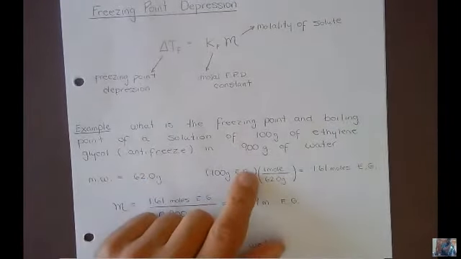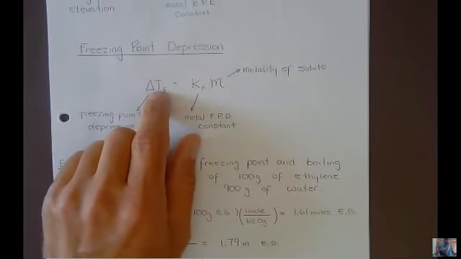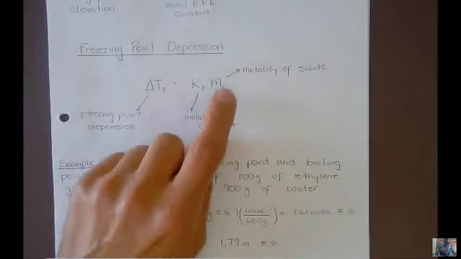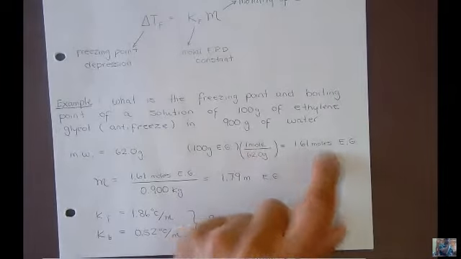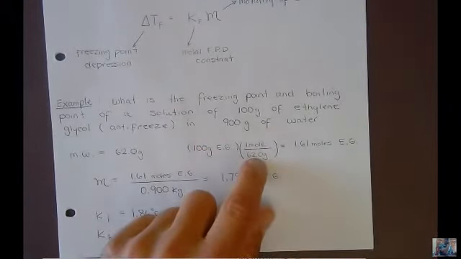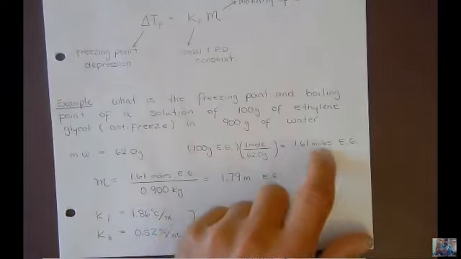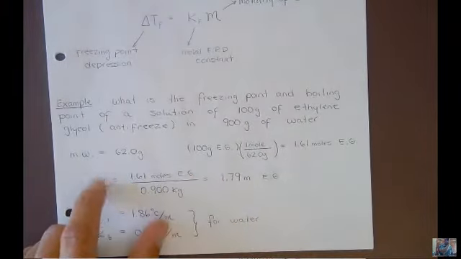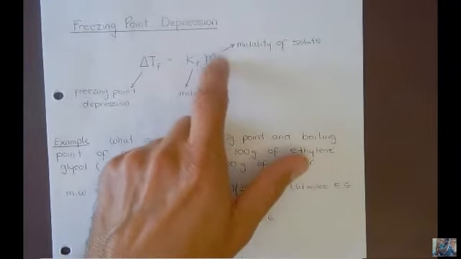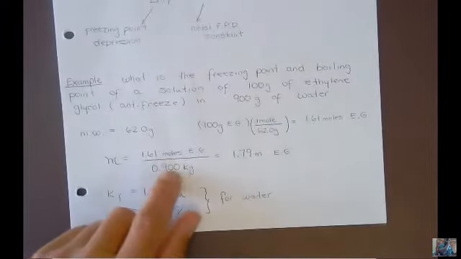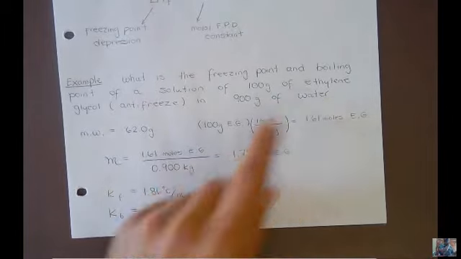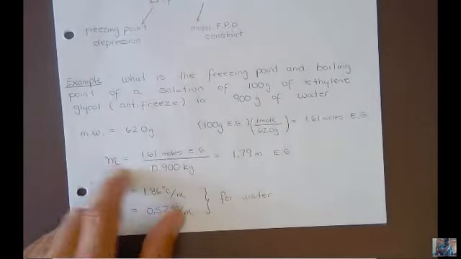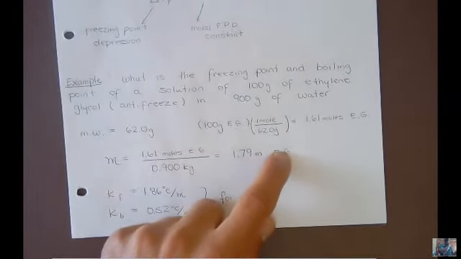All right. Again, if I want to calculate how much the freezing point is depressed and the boiling point is elevated, I'm going to need to calculate the molality. So in the numerator, I need the number of moles of ethylene glycol. 100 grams of ethylene glycol divided by its molar mass gives me 1.61 moles of ethylene glycol. Molality is what's used in the formula here, not molarity. You'll get it wrong if you use molarity. So what goes in the denominator? The kilograms of the solvent. 900 grams of water is 0.9 kilograms. So the molality is 1.79 molal ethylene glycol.